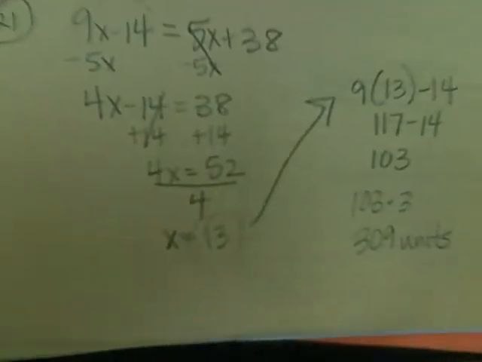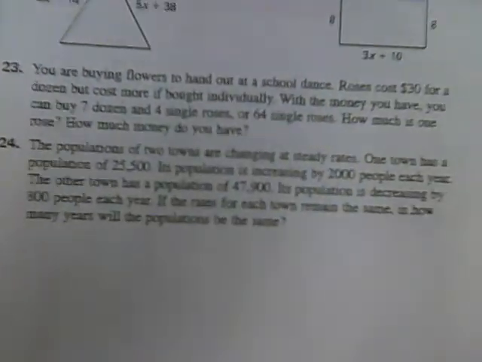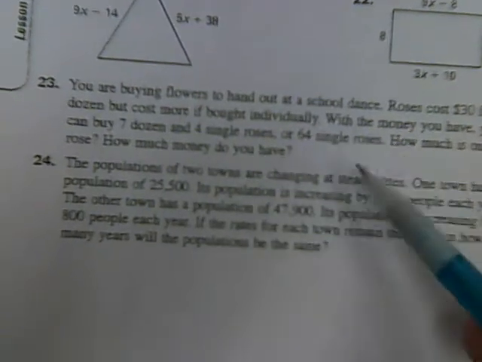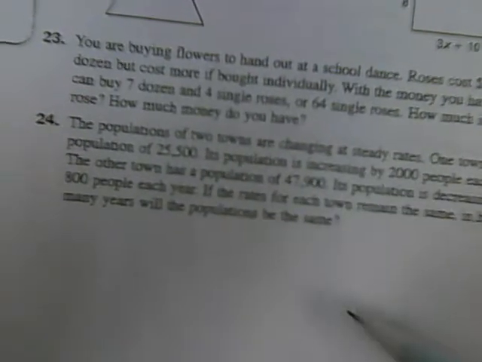Okay, so that was number 21. So let's go to buying flowers. So it says, you're buying flowers to hand out at a school dance. Roses cost $30 for a dozen, but cost more if bought individually. With the money you have, you can buy 7 dozen and 4 single roses, or 64 single roses. How much is 1 rose, and how much money do you have?